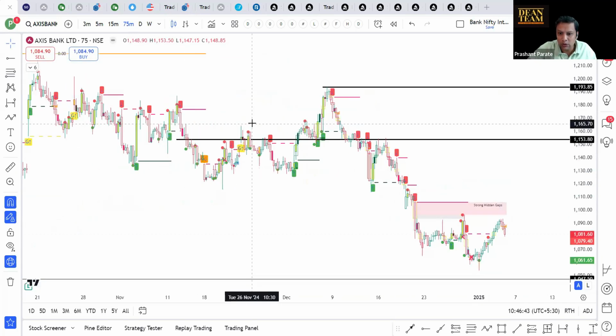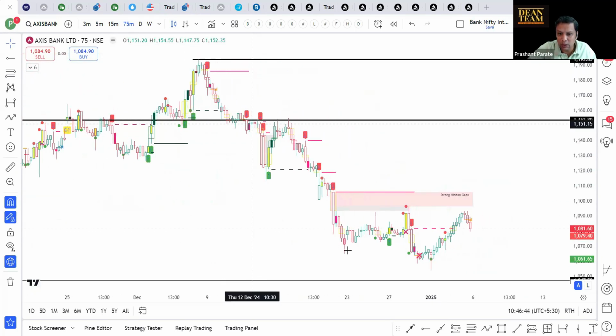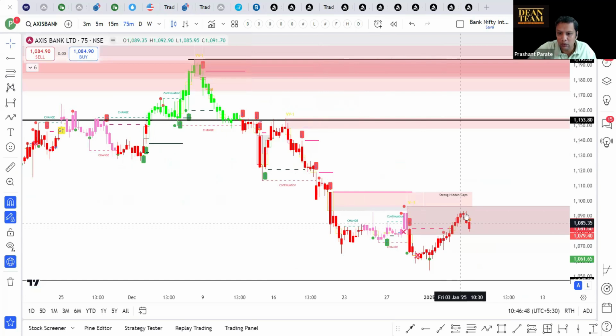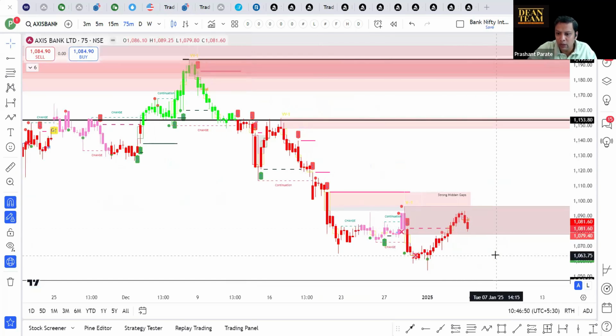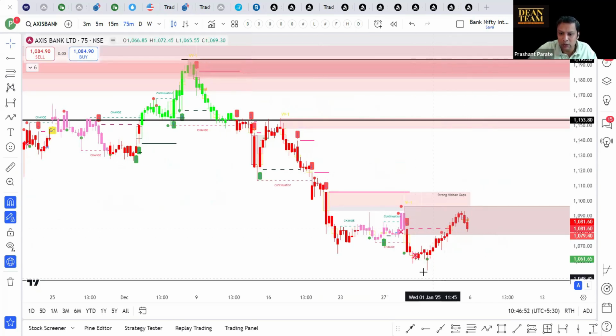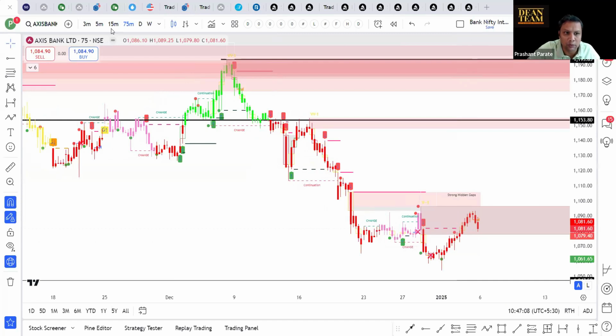75-minute, what does it show? It shows some sideways price action, came down, went sideways, came down, again up. Again, it may come down below this low. This selling high is broken, but the selling area high is not broken. Still, it is in downtrend. There was a strong hidden gap, a bearish strong hidden gap. So we may expect prices to fall further.